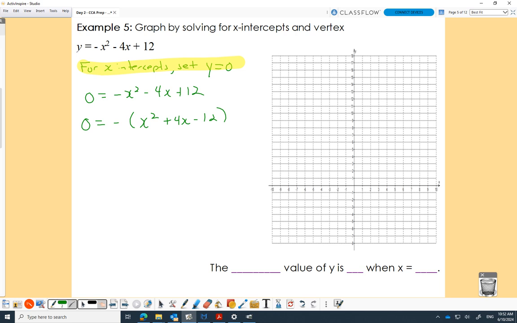Then I can factor. I'm going to start writing a little smaller here. I need the space here. Two things that multiply to negative 12, but add to 4 are 6 and negative 2. And now I have my x-intercepts. X equals negative 6 or x equals 2. And as I graph these, a whole bunch of stuff is supposed to fall into place at once. See if it does for you.